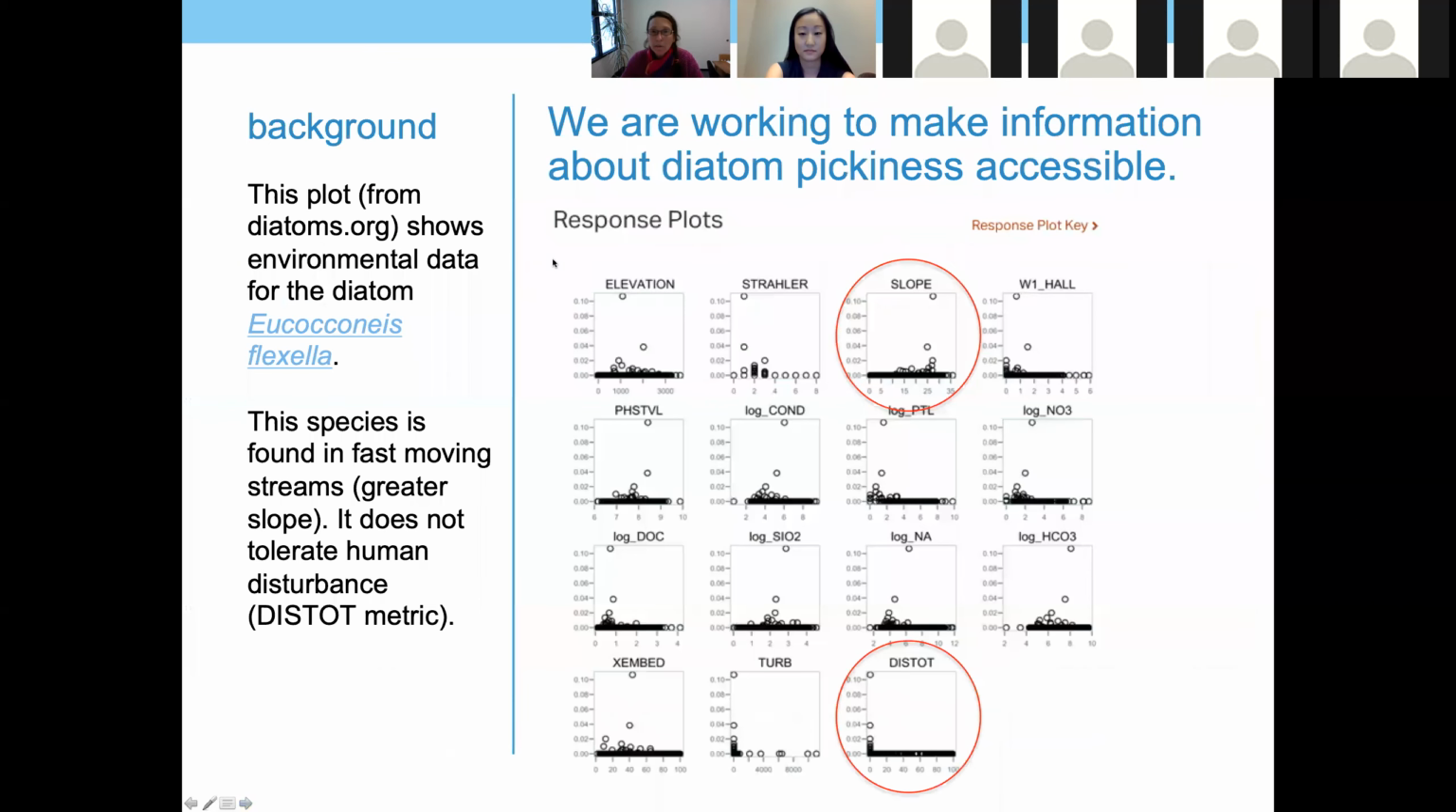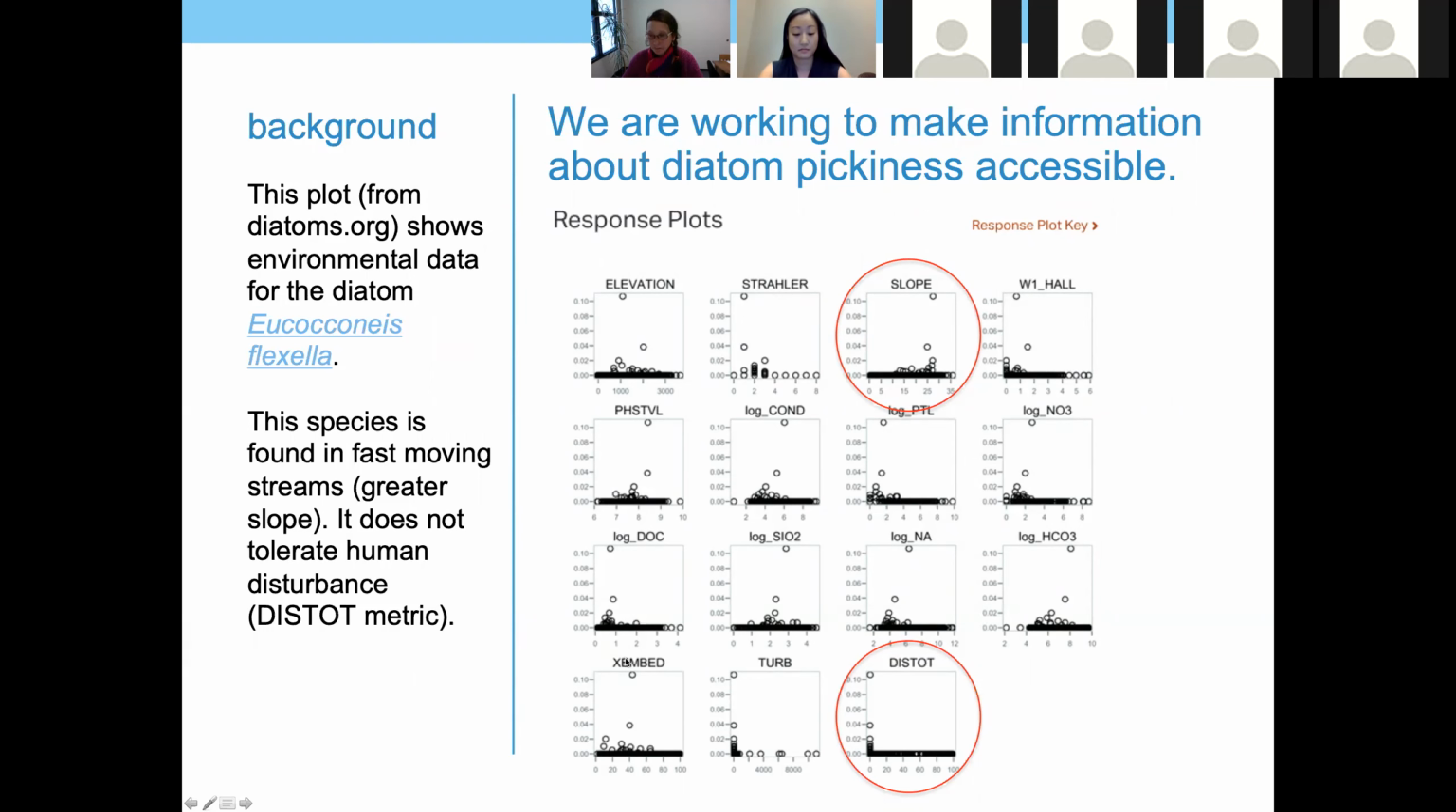So we're working to make this information about diatom pickiness accessible. This is an example from the Diatoms of North America website for the diatom Eucocconeis flexella. We show how this species, here's one of these, there are lots of plots here and you can go read about them on site. But this diatom likes to be in fast moving streams. It's resistant to flow, and it does not tolerate human disturbance. Distotal is a total human disturbance metric.